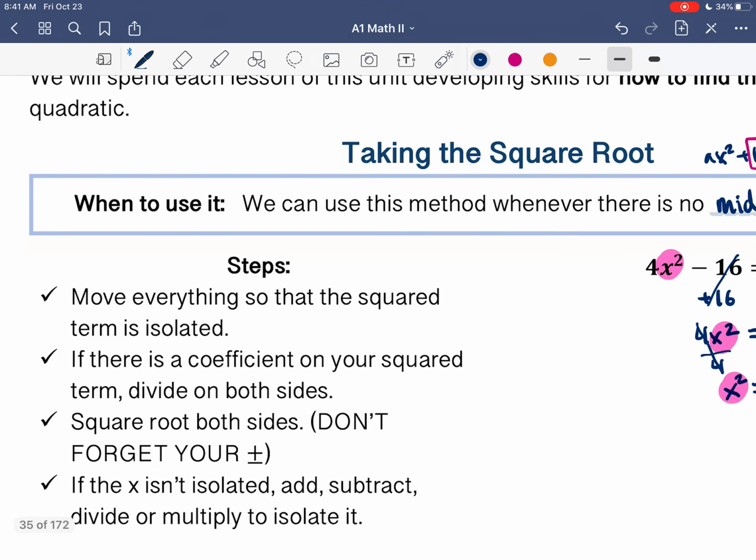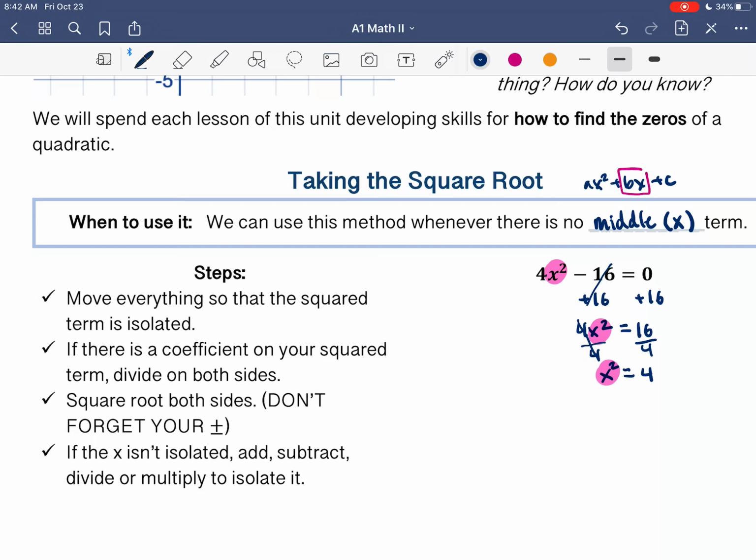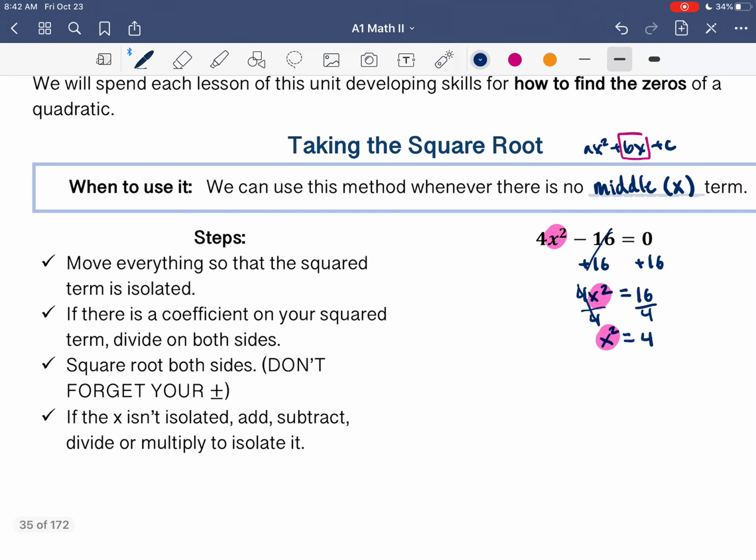So once we've done that, then it says if there's a coefficient on your squared term, divide on both sides. We already did that. That was part of isolating the term. I included it because people often forget that. Next, the steps say square root both sides.